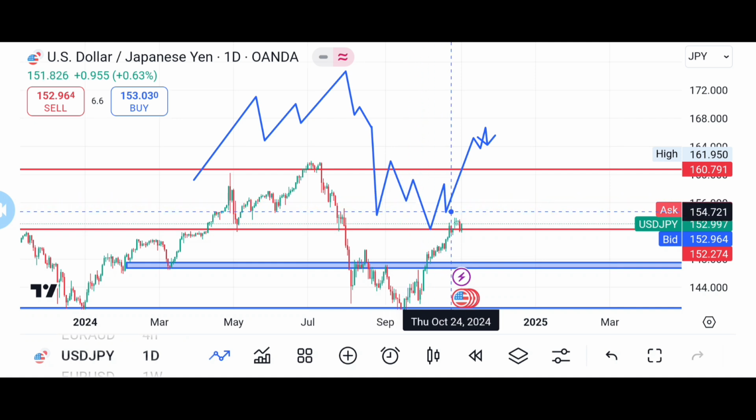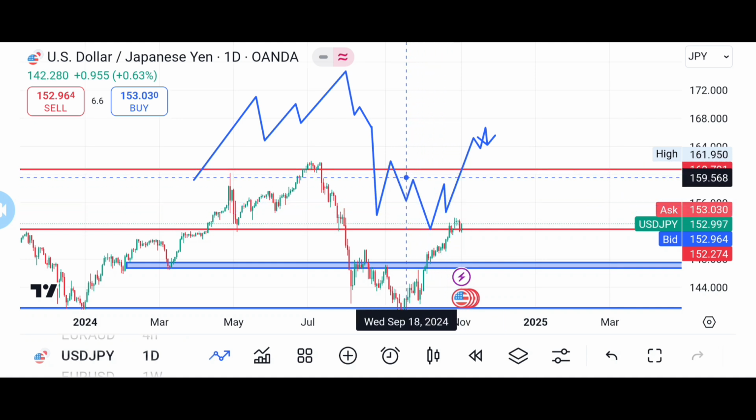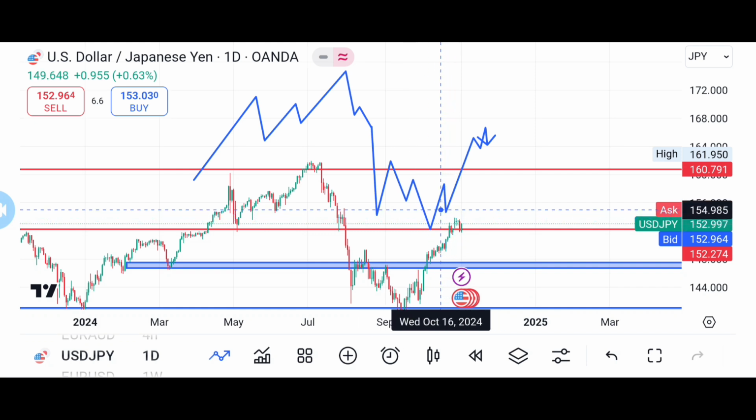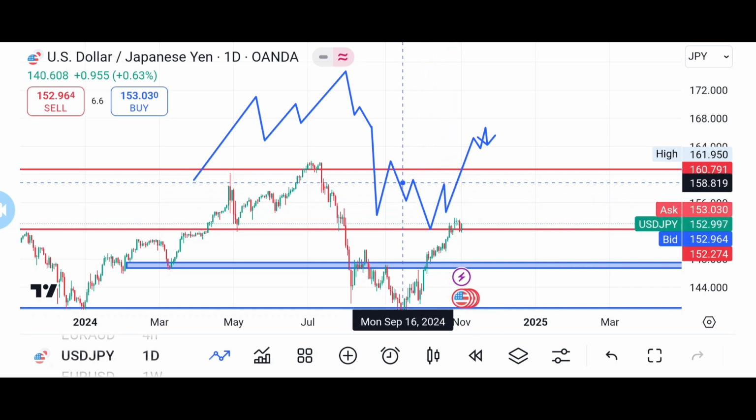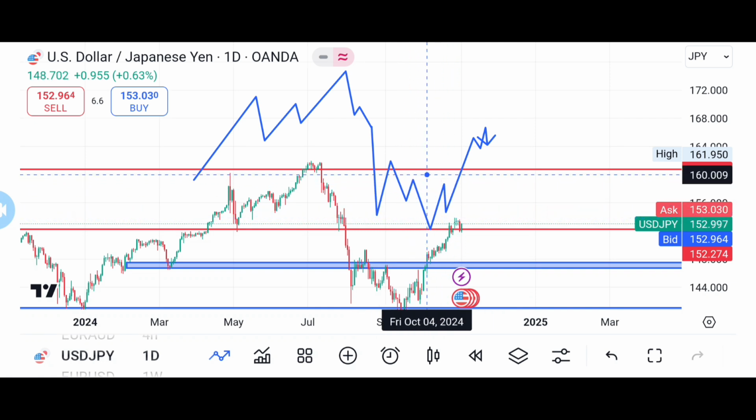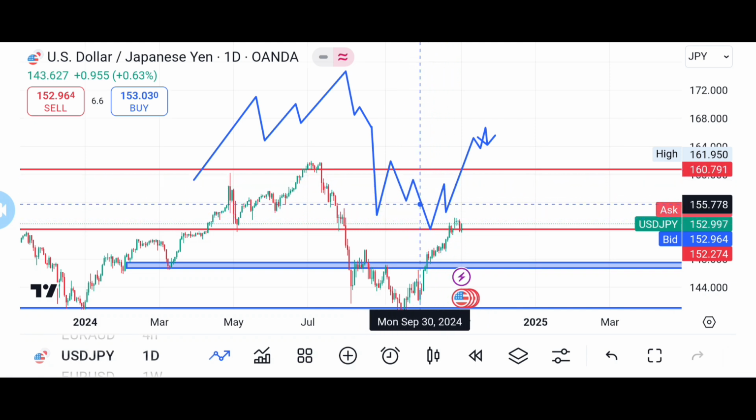Clearly here. That's why I'm telling you, if you understand the fractal of market structure, and then you practice to see this setup, the setup I'm showing you guys, you are now going to be a profitable trader.